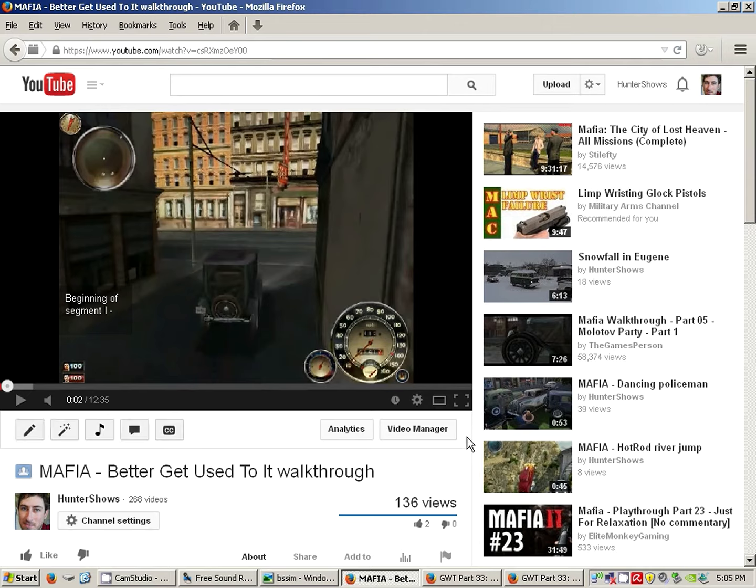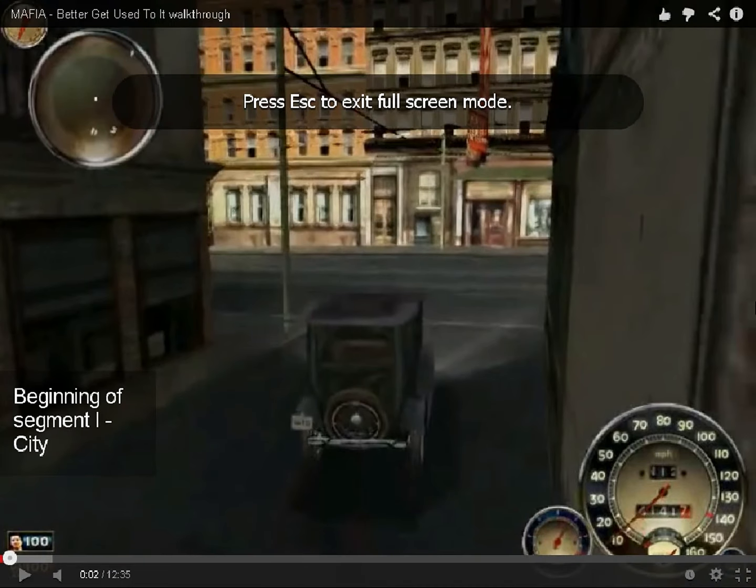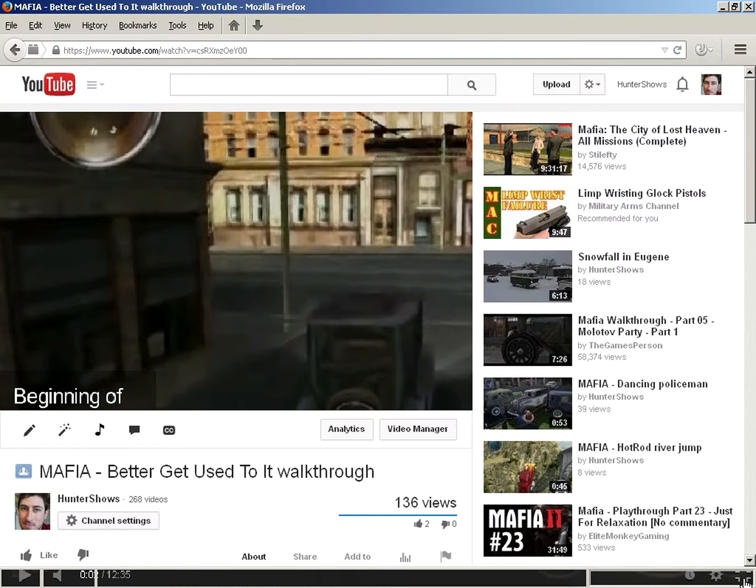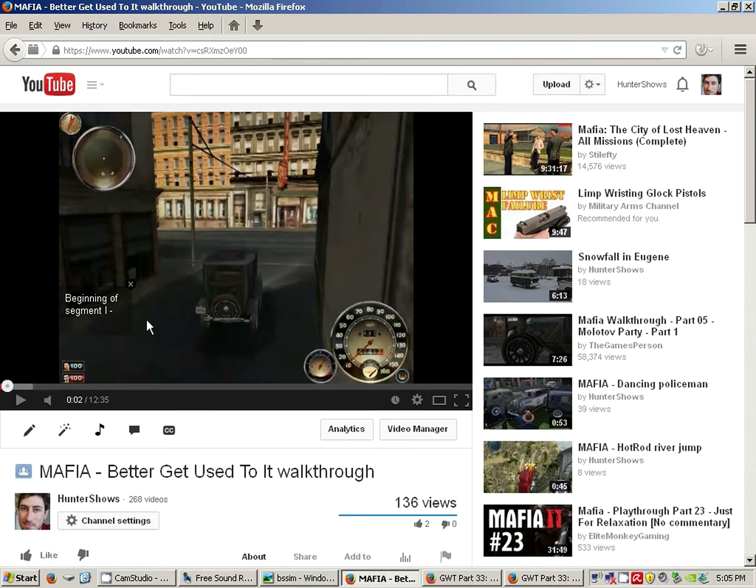Well, here's what's interesting. If I go into full screen, I'm surprised I can record this, we see a change. Beginning of segment 1 dash city. That's the name of the segment. City. That's the whole reason I put an annotation there. Because I recorded this in segments, and this segment was called city. So if you're not watching this in full screen and you don't see the end of the annotation, it doesn't mean anything. And there's all this gray space there that I didn't leave there. And it just goes on like that.